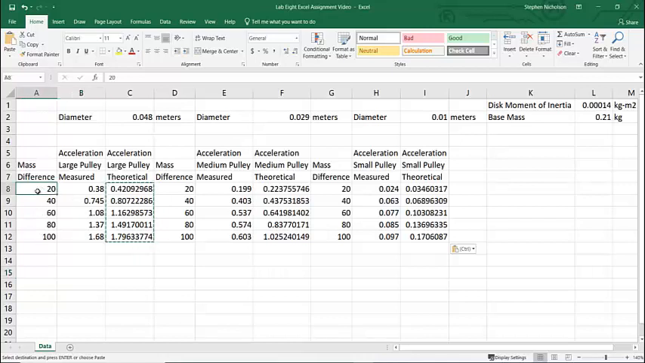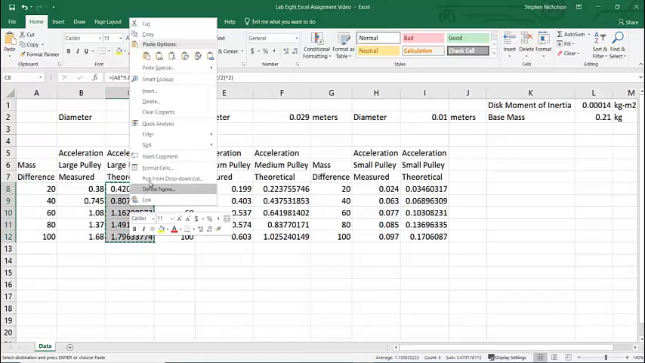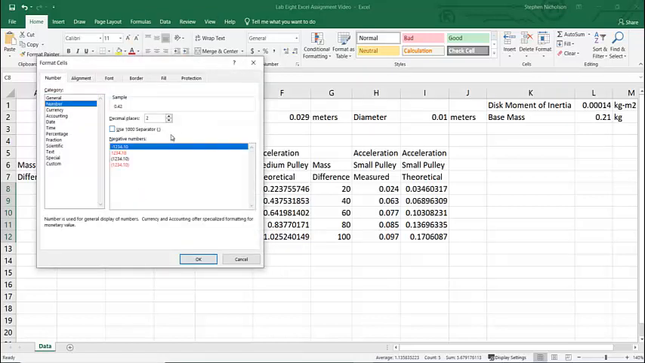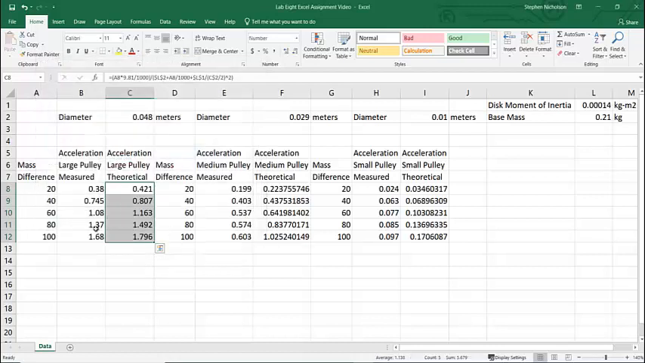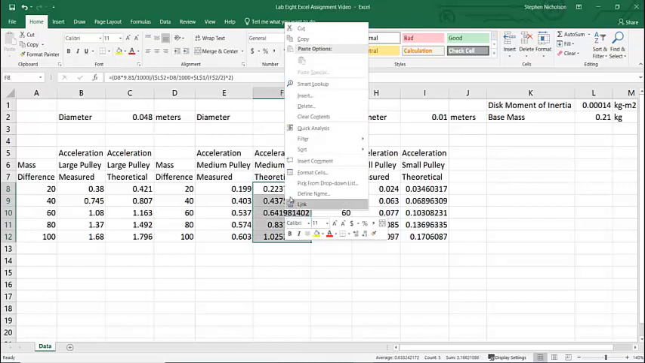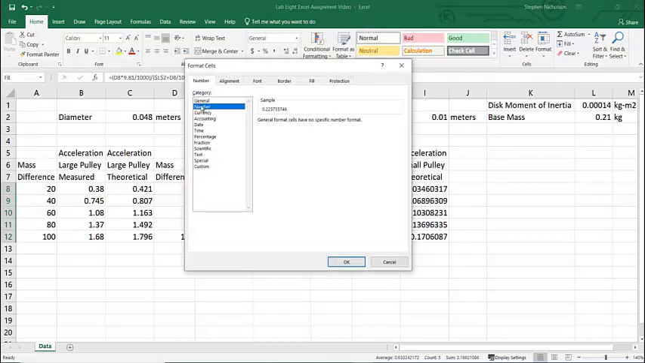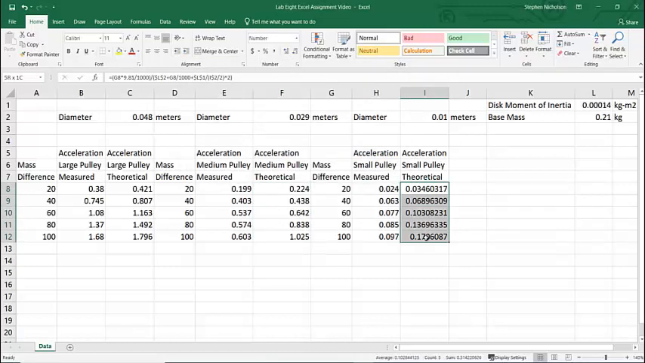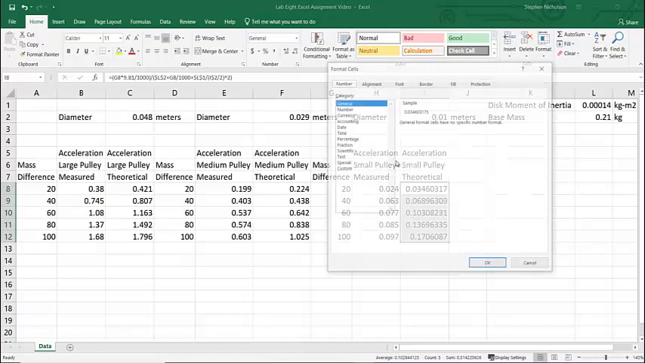So to do the graphs now, before we do that, let's format these so there's not so many decimal points. So we're going to highlight these cells, right click, go to Format, and choose number, 3 decimal places, I guess. So that looks good. Do the same thing for this one: highlight, right click, Format, number, 3 decimal places. And one more time.